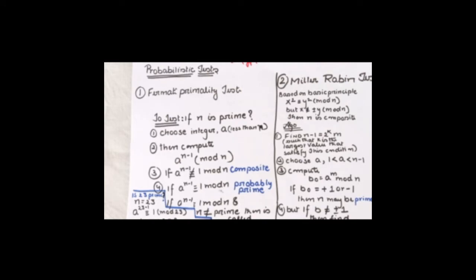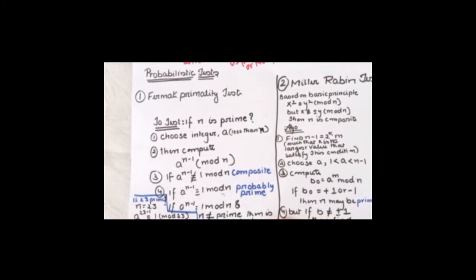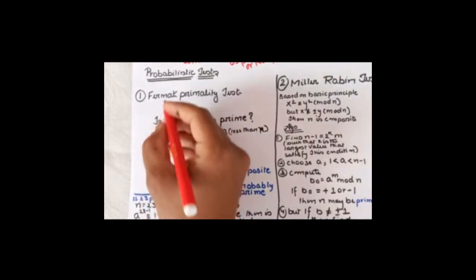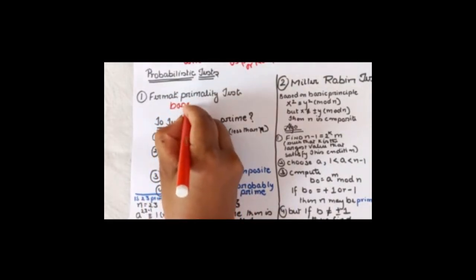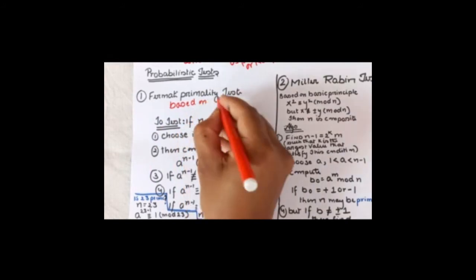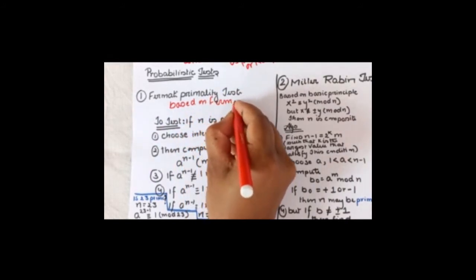There are two probabilistic tests that we'll be studying. The first one is Fermat's primality test, and the second one is the Miller-Rabin test. Please focus on what I'm saying. It will be easy for you when you listen to me. Okay, so Fermat's primality test. Now, Fermat's primality test is based on Fermat's theorem.